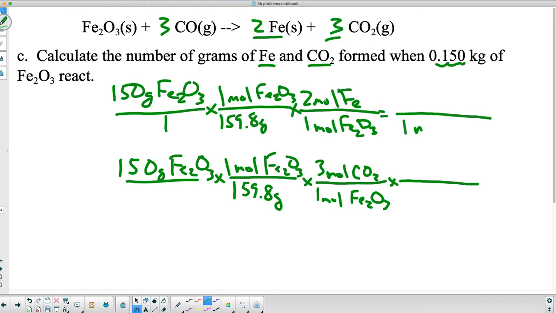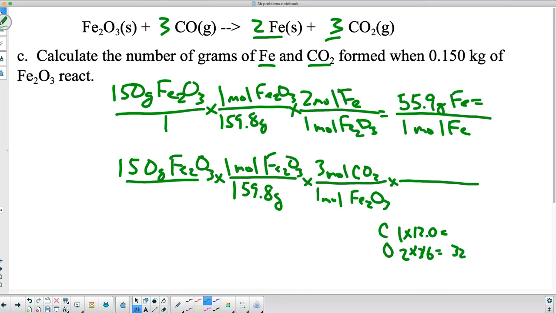Now this one's pretty easy because 1 mole of Fe is 55.85, which is 55.9. 55.9 grams of Fe equals. This one, though, does require us to do our CO2, so that's 12 plus 16 times 2, which equals 32, and 12, which is 44. So this will be 44 grams of CO2 for 1 mole of CO2, like that.